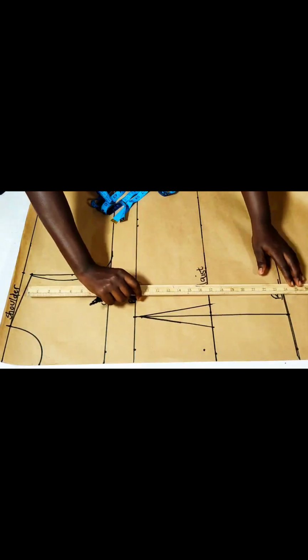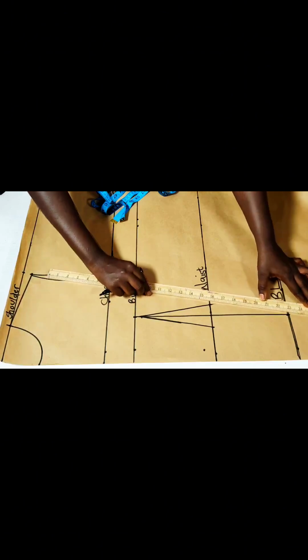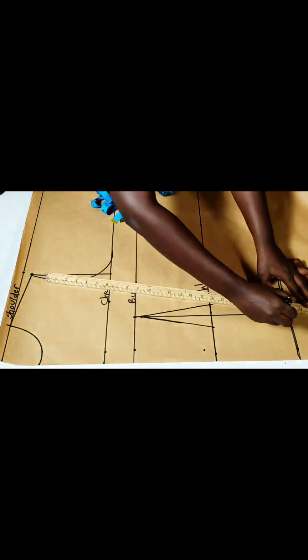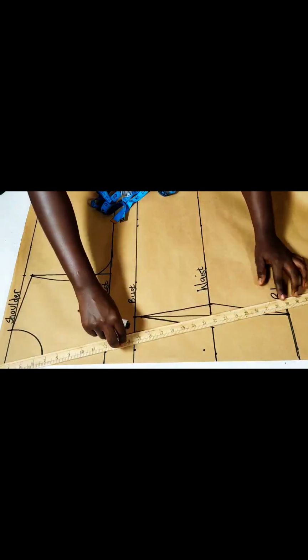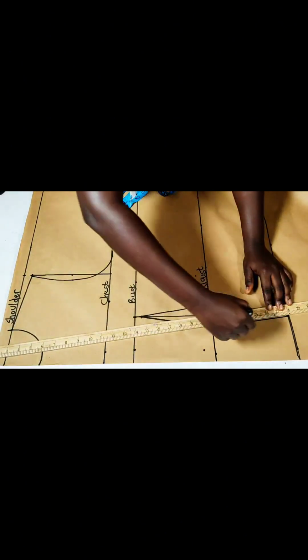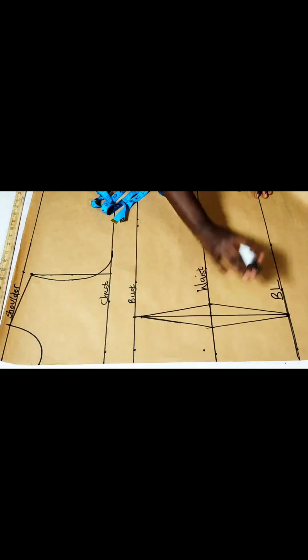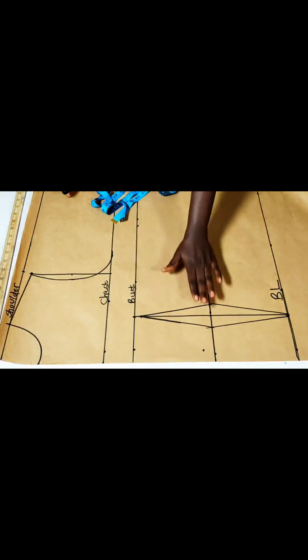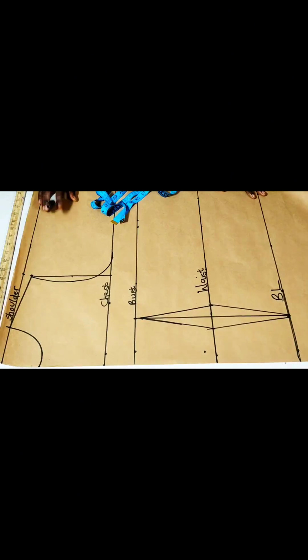Now connect from the waist to the blouse length line with your straight ruler. Don't rush at all. Just take your time and do it nicely. Yeah, like this. So now your dart is set. You see the way it is looking beautiful, like a diamond. It is shining bright like a diamond.